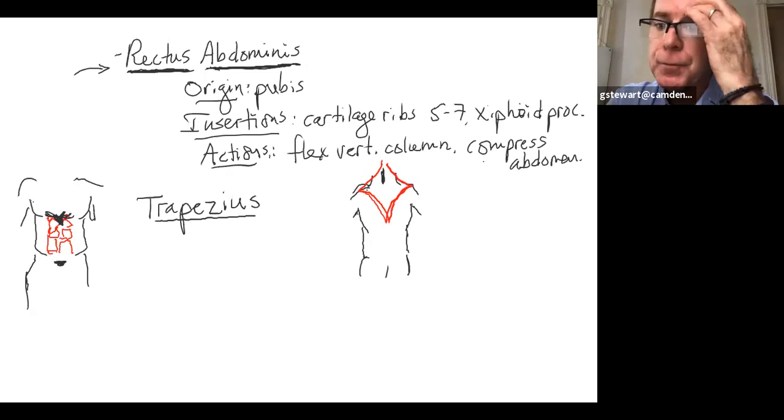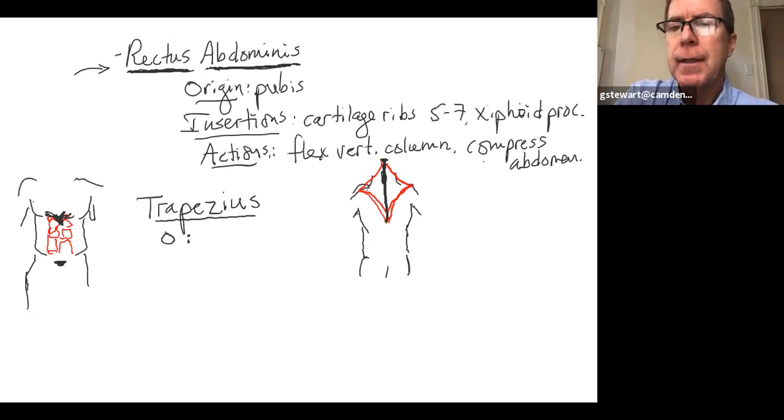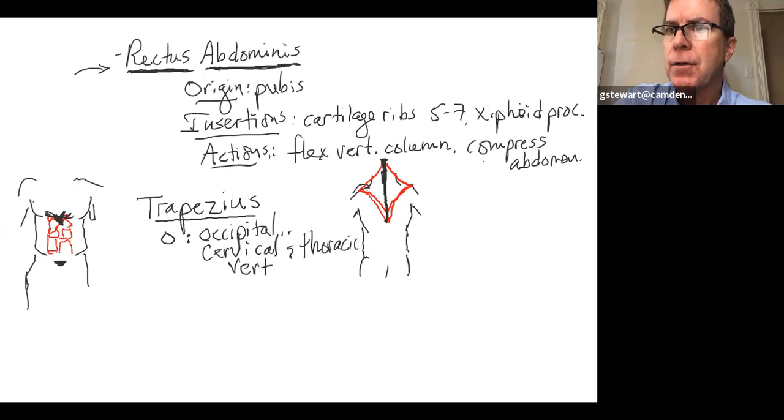The origins are located along the midline of this diamond shape. So the origins start up here at the occipital bone of the skull and run all the way down the cervical vertebrae and most of the thoracic vertebrae. So I'm going to write O for origins to save space. I'm going to write occipital. That refers to the occipital bone, the back of the skull. And now I'm just going to write cervical and thoracic vertebrae. So all the way down this center line is the origin.